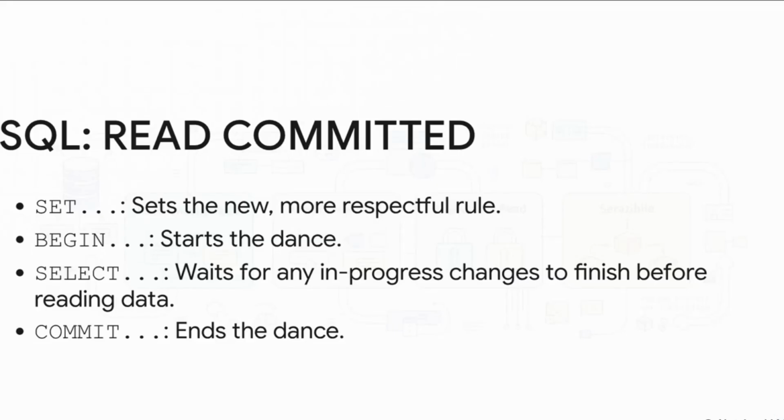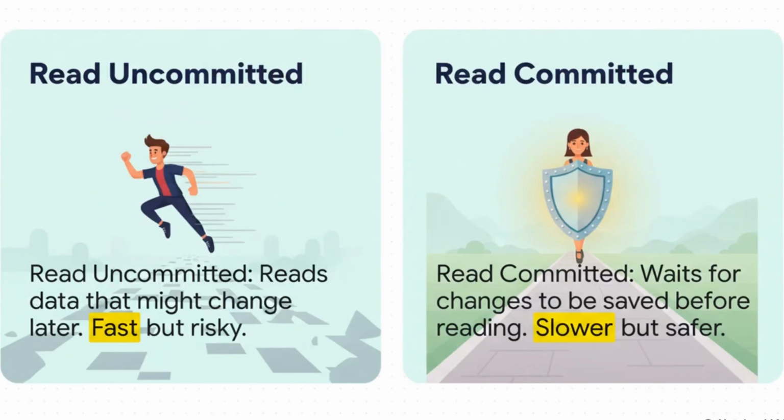Now look at this code. It seems almost identical, right? But changing that one level to read committed makes a world of difference. Now, when our select statement goes to read the data, it'll actually pause if another transaction is in the middle of changing things. That tiny change guarantees we only read data that's been officially saved or committed. No more dirty reads.